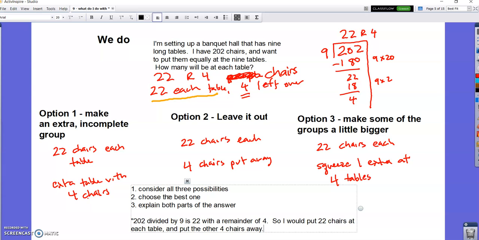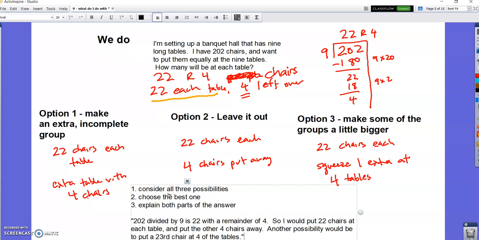Now, if you really wanted to go above and beyond and like you really think option 3 is just as good as option 2 or option 1 is just as good as option 2, you're welcome to explain a second answer along with it. But lots of times you can just sound the most decisive by choosing one. But if you wanted to go on and say another possibility would be to put a 23rd chair at 4 of the tables. That would be fine too.